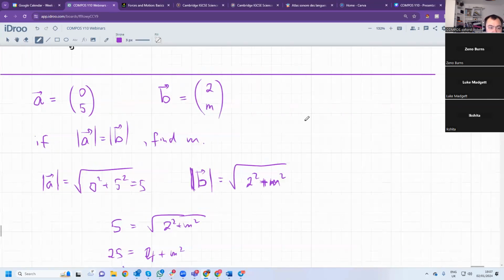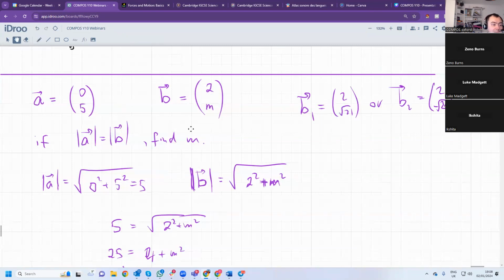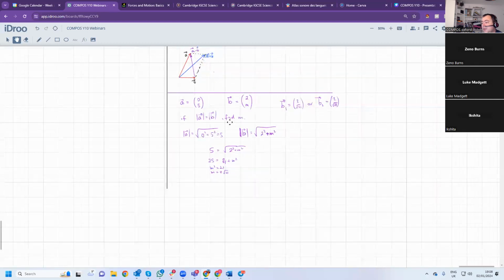So B is either (2, square root of 21), or B2 is (2, minus square root of 21). So two possibilities. Okay, so that's it.